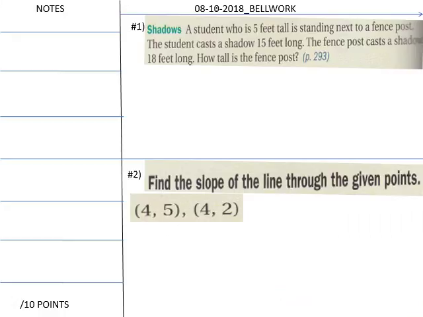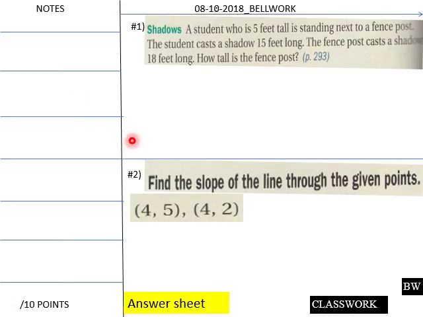Classwork. Here's the bell work for your students as they walk in the classroom. 15 feet tall, cast shadow, how tall is the fence post? So we start using triangulation here. Find the slope and then slope here. So we're getting closer to an analytical geometry kind of treatment here, in pre-algebra.